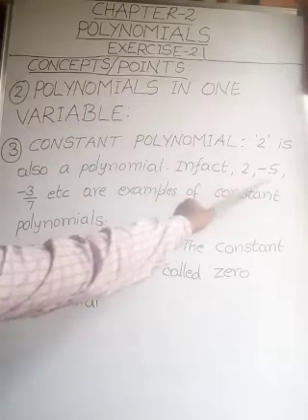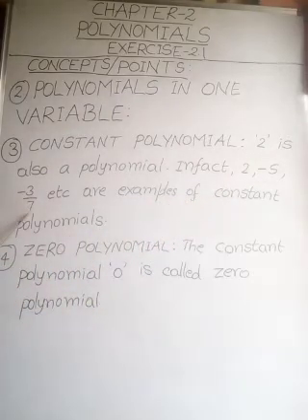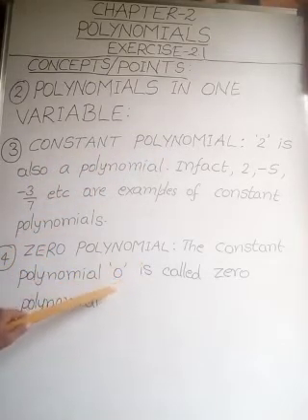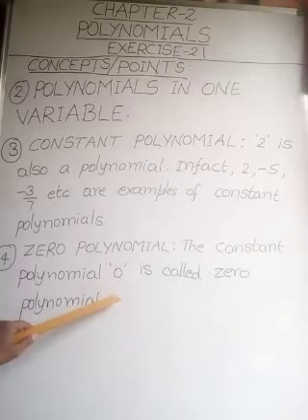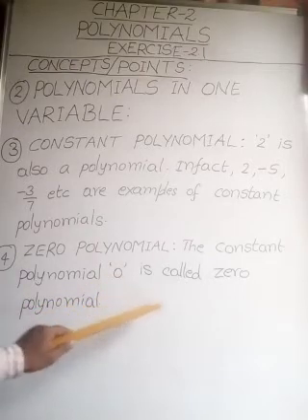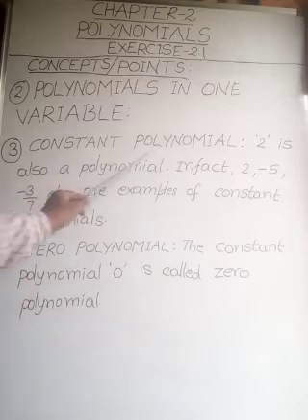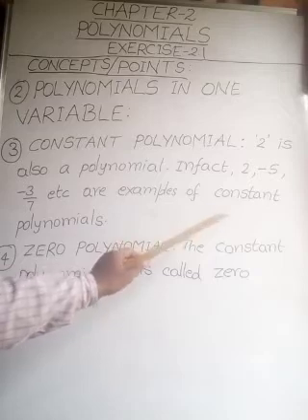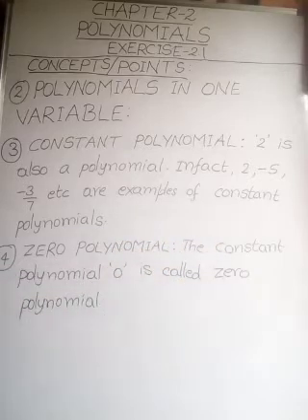Non-zero number, whatever the number, they are said to be constant polynomials. Is it clear, my dear children, the difference between constant polynomial and zero polynomial? Zero polynomial means 0 only, only one term, that too 0 only. That is called zero polynomial. Whereas constant polynomial means any non-zero number. Okay, my dear children? Right.